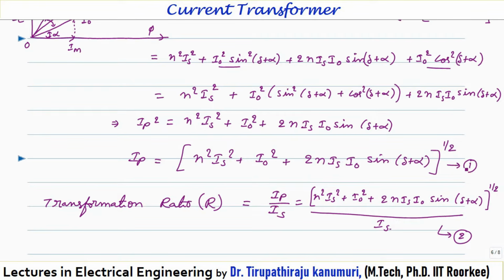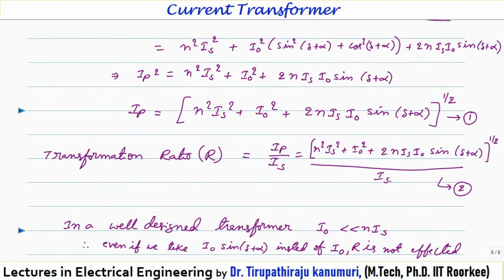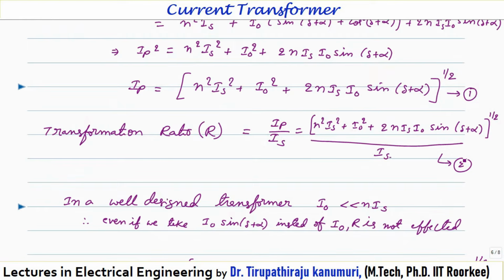So let us try to calculate the transformation ratio. We have already seen the transformation ratio in the last class. Transformation ratio is the ratio of primary current divided by secondary current, that is, the actual primary current divided by the actual secondary current. The primary current we have calculated from here, so I have substituted it here, divided by IS.